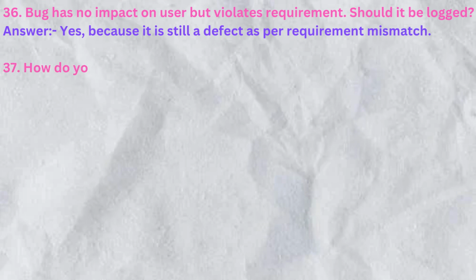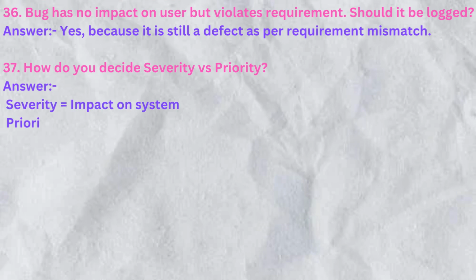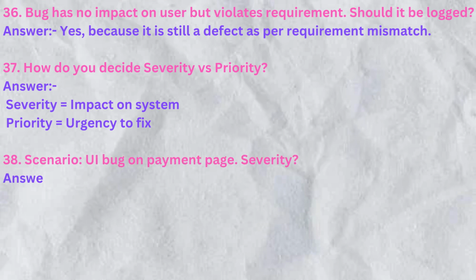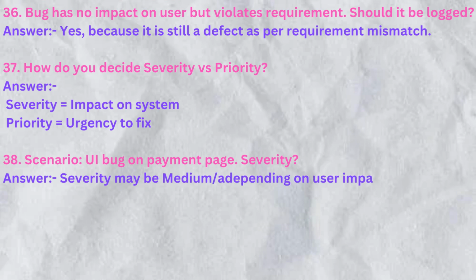Question 37. How do you decide severity versus priority? Answer. Severity equals impact on system. Priority equals urgency to fix. Question 38. Scenario. UI bug on payment page. Severity? Answer. Severity may be medium, depending on user impact.